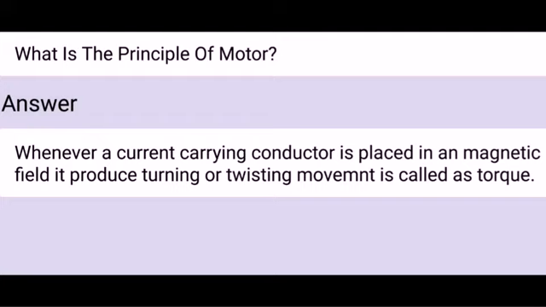What is the principle of a motor? Whenever a current-carrying conductor is placed in a magnetic field, it produces a turning or twisting movement, which is called torque.